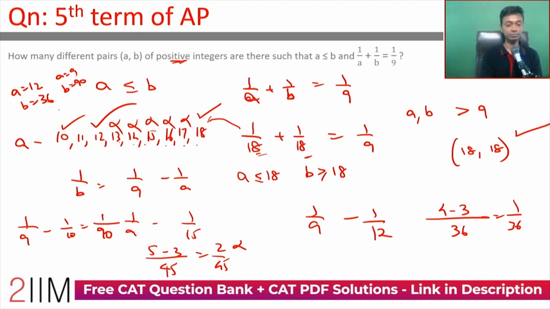Nothing else can work. A cannot be 9, B being infinity, that's not possible. So 3 pairs work. So wonderful question, tough question. A little bit of math, a little bit of trial and error.